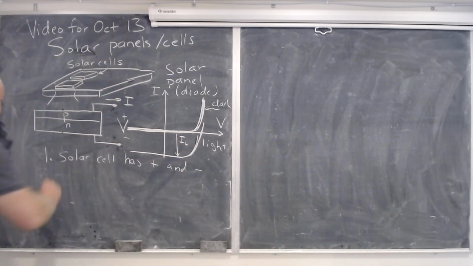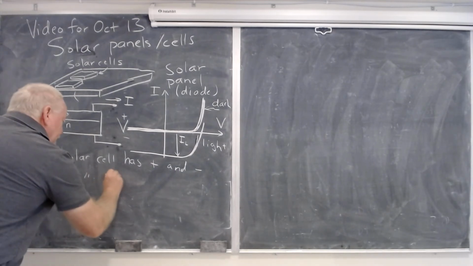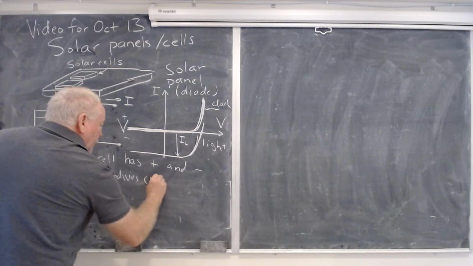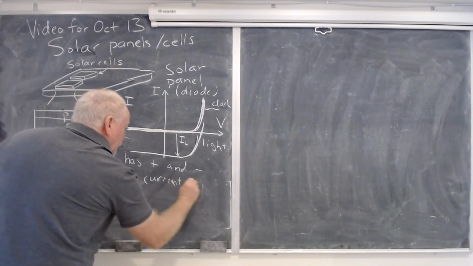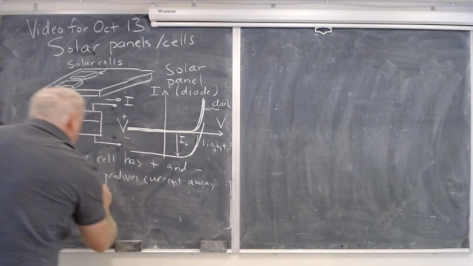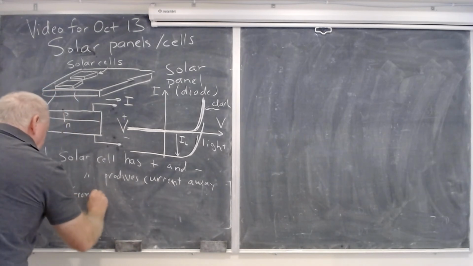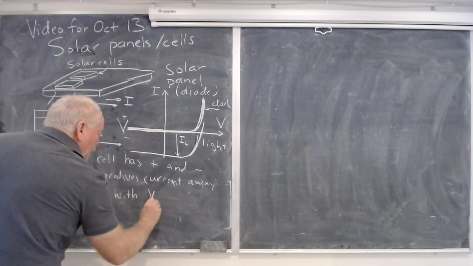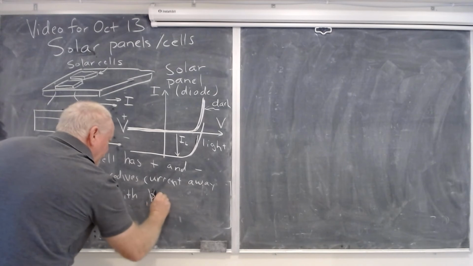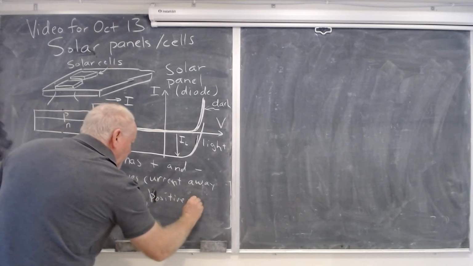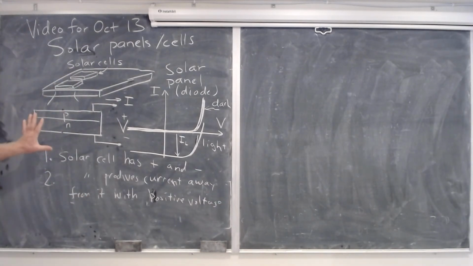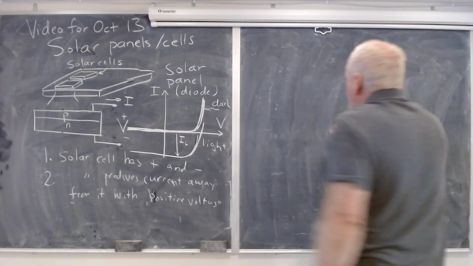And the second principle: the solar cell provides current away from it with positive voltage. Okay, now what do I mean there? What I mean is that, and let's draw it over here big so we understand what I'm saying.